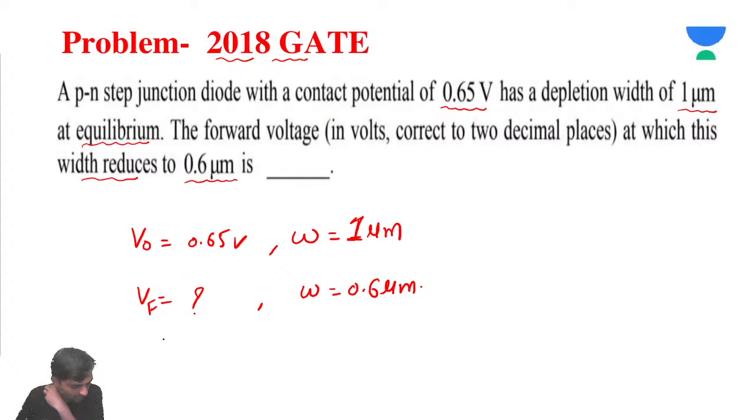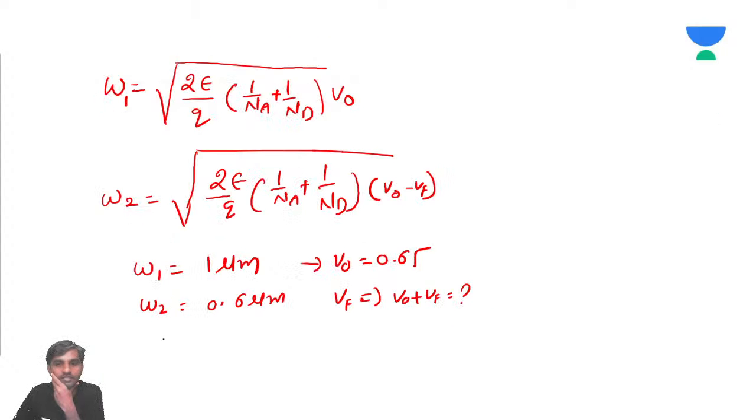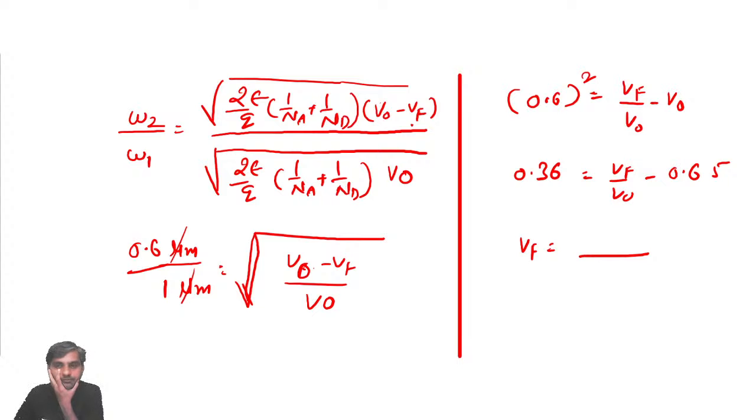Square it on both sides. Okay, you get some value. So all this will be cancelled. 2 epsilon by q, 2 epsilon by v, 1 by Na plus 1 by Nd, everything will be cancelled. You have V naught.